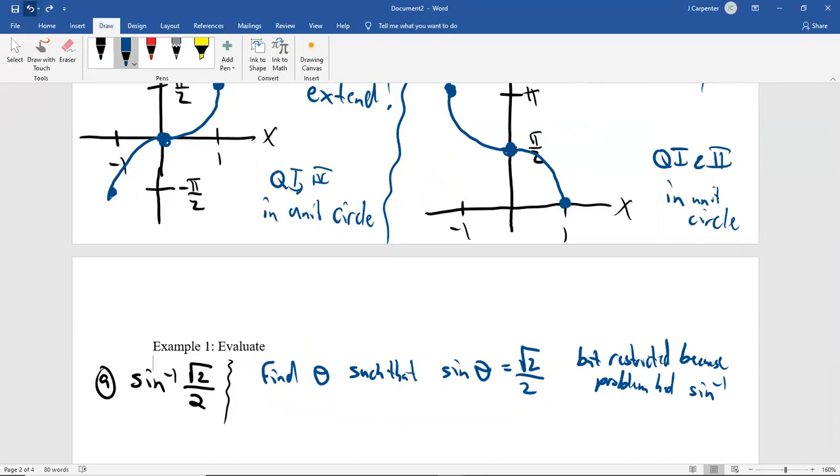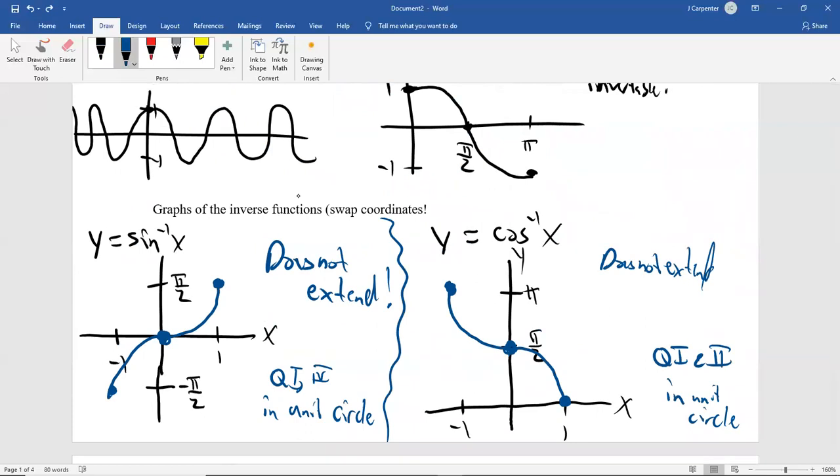Because we're talking about an inverse trig function, these inverse trig functions have restrictions. Specifically sine, you're stuck in quadrants 1 and 4. Cosine, you're stuck in quadrants 1 and 2. There's an even bigger issue here.